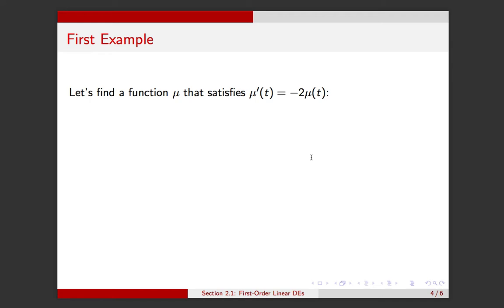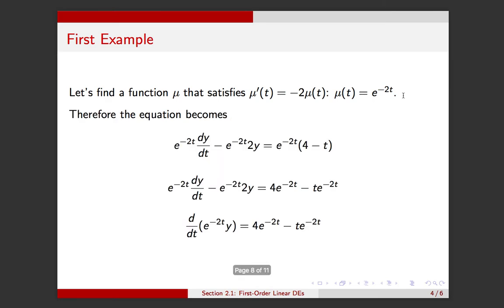Well, if you think about it, as we did on the first day of class, you can just talk your way into it. A function whose derivative is basically itself is going to be exponential. And then if you want a negative 2 to pop out after you've taken the derivative, you need a negative 2 up top in the exponent. So e to the negative 2t fits the bill.